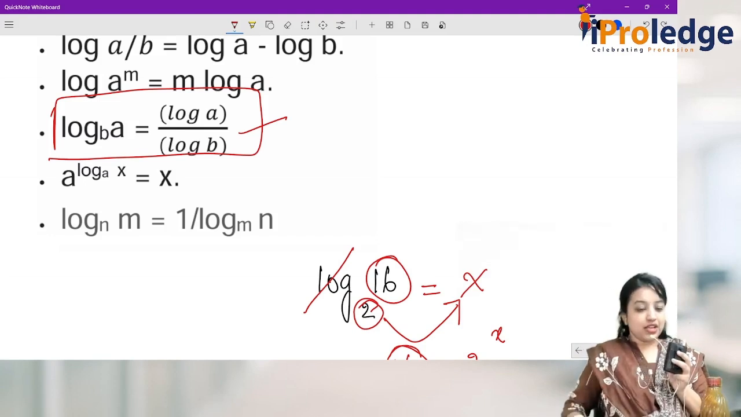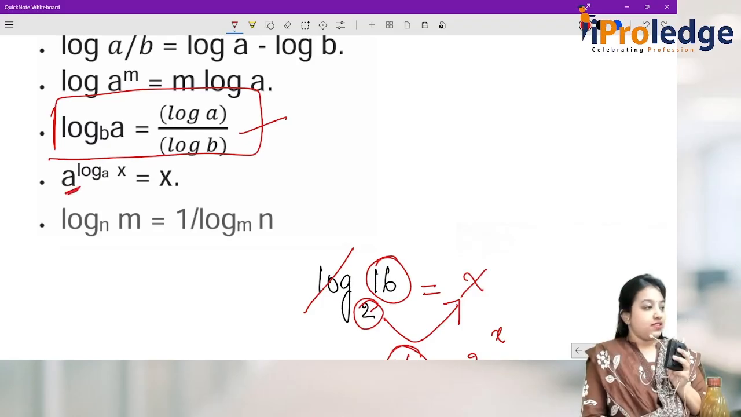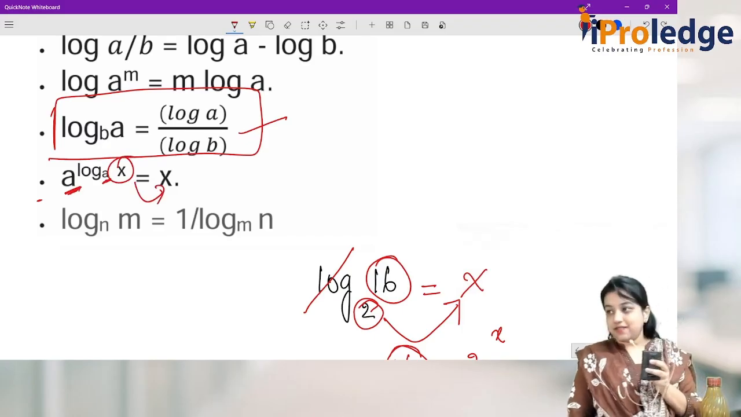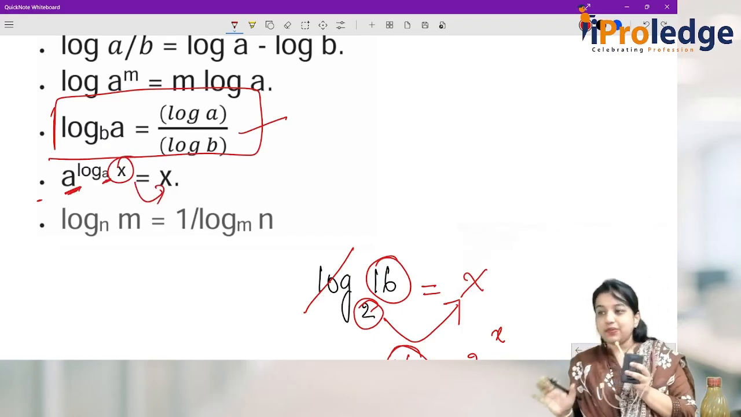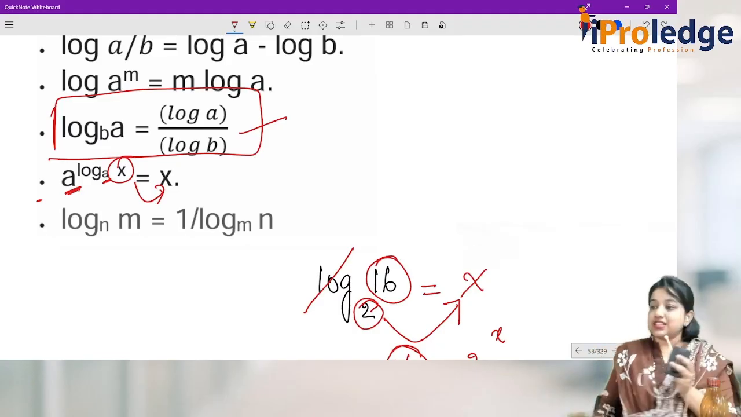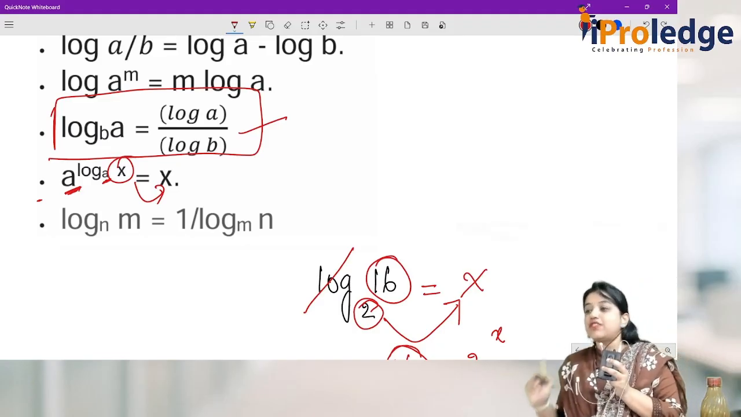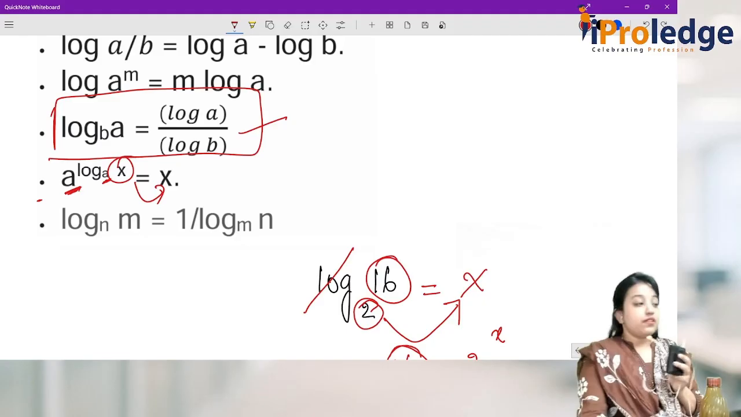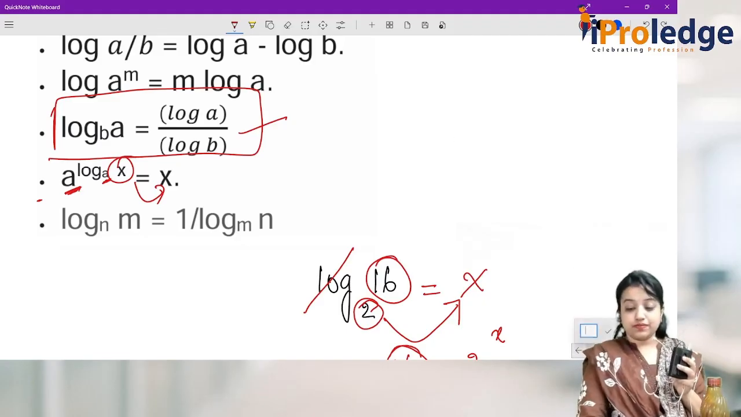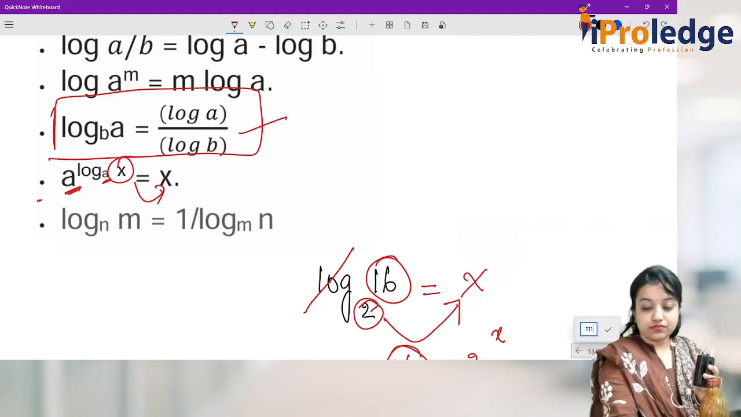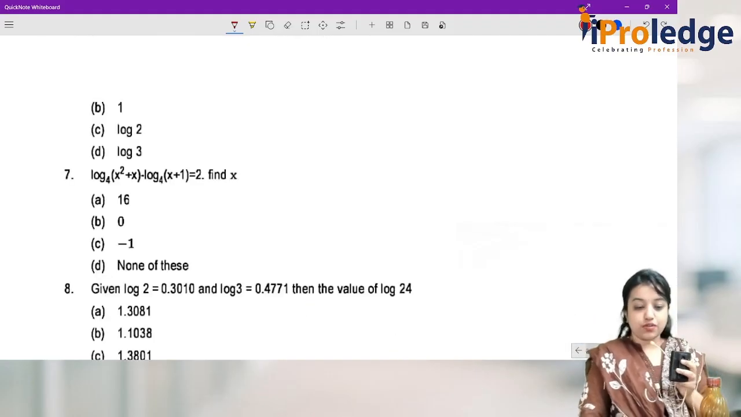Done? And if the log and the base are both the same, the value will be equal to 1. Then these are the properties of logs. Because now we will go to the question papers on the first lesson. Okay, take the last two question papers.